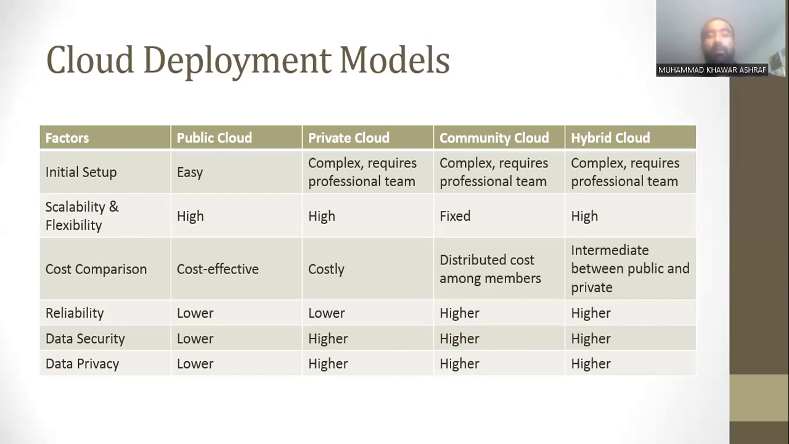But when we come to the cost comparison, the public cloud is the most cost effective, while the hybrid cloud is intermediate. When we come to reliability, data security, and data privacy, the hybrid cloud and the community cloud offer a much higher degree of all these factors as compared to the other ones.